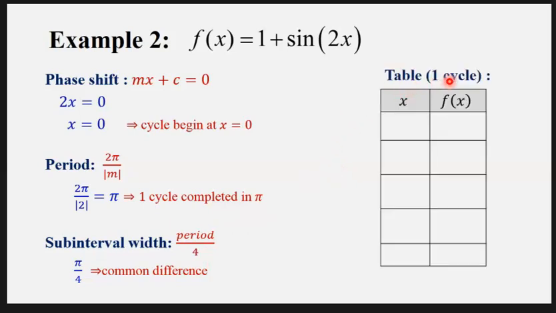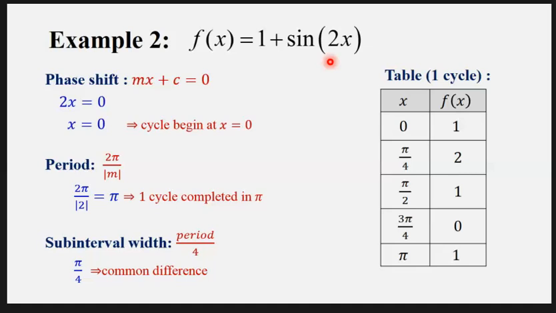Next, we construct the table for one cycle, where we begin with x equals 0 from the phase shift, followed by the next value. We add on the common difference pi over 4. Add on further pi over 2, further 3 pi over 4, and last pi. Then using all these x values, we calculate the corresponding function values, and I have the result as 1, 2, 1, 0, 1.